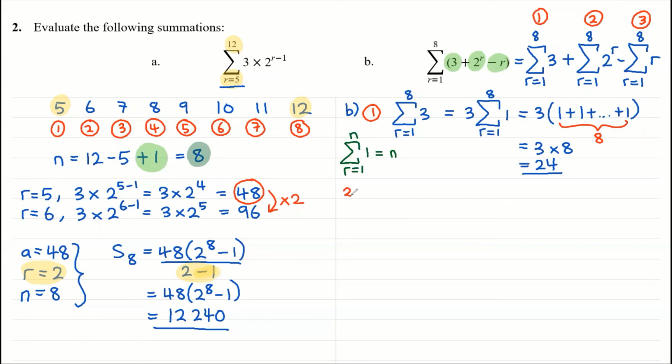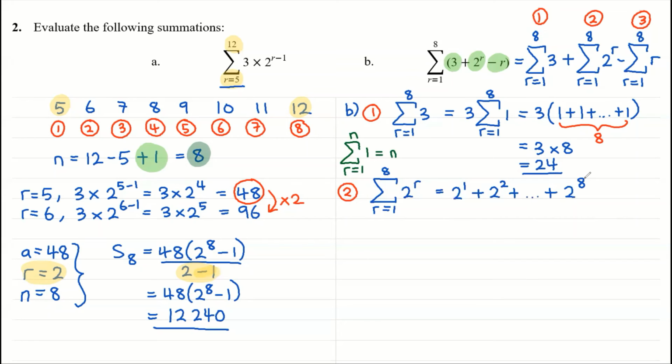Now, we're going to look at summation number 2. This one looks like a geometric series, so we can deal with this one as we've dealt with previous geometric series. If I take the summation here, from r equals 1 to 8 of 2 to the power r, and let's just look at the first few terms, this is going to be 2 to the power 1 plus 2 to the power 2 plus all the way up to 2 to the power 8. You could actually work this out longhand if you wanted to, but we can use the summation formula as well.